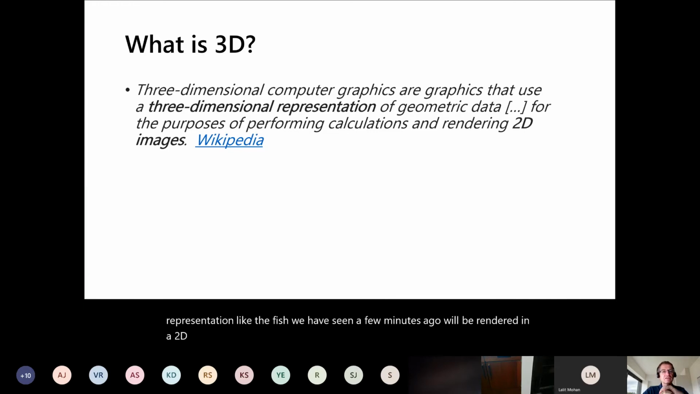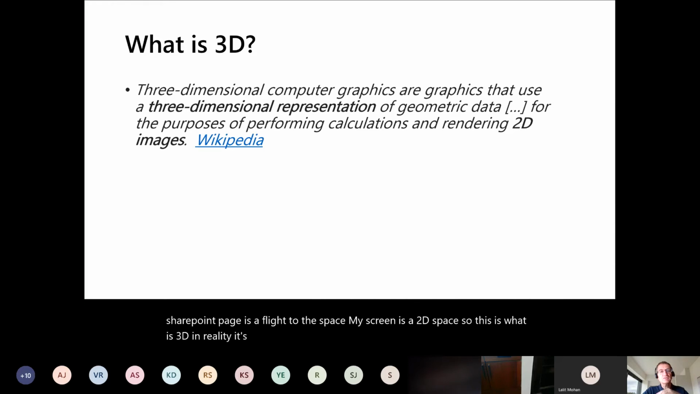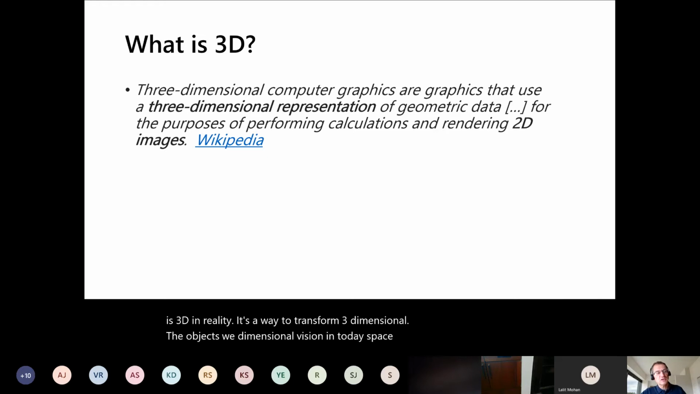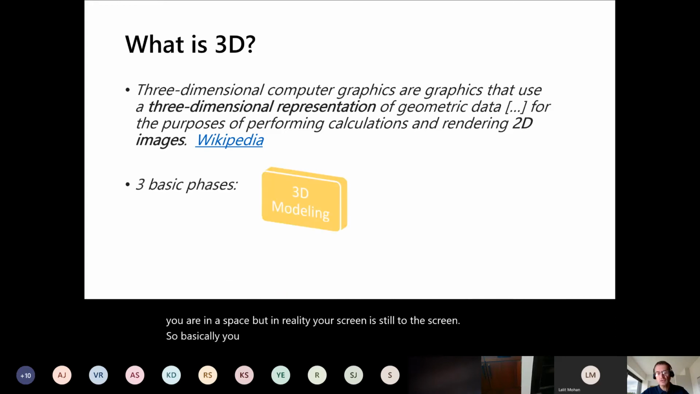So my SharePoint Spaces is very flat. My SharePoint page is a flat 2D space. My screen is a 2D space. So this is what 3D is in reality. It's a way to transform 3-dimensional objects, 3-dimensional vision, onto a 2D space, and to make you feel that you are in a 3D space, but in reality, your screen is still a 2D screen. So basically, you have 3 phases. You have to create a 3D model.